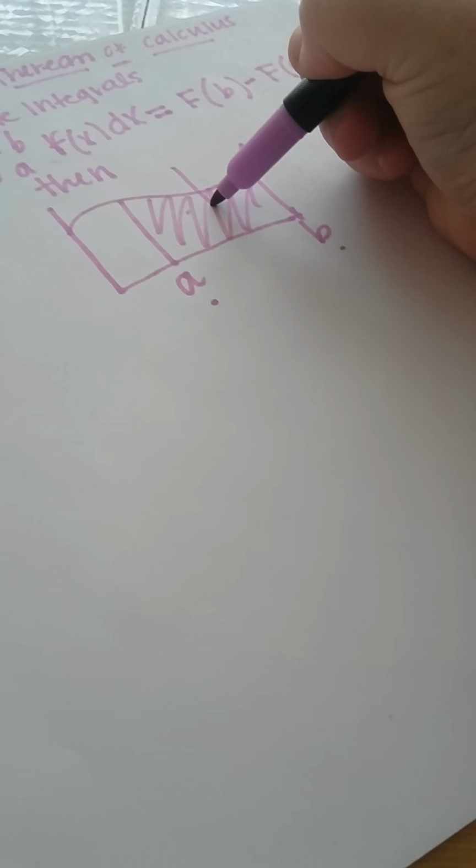So what can this be used for? Well, when you integrate, you're finding the area under a curve. So this is used to find the area under the curve between A and B. So basically this shaded region right here.